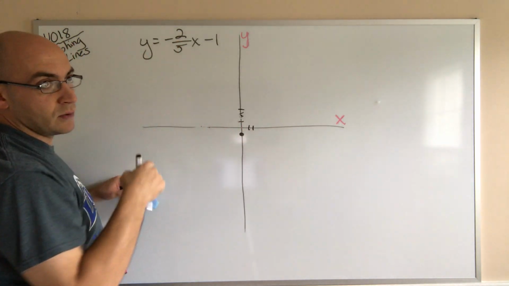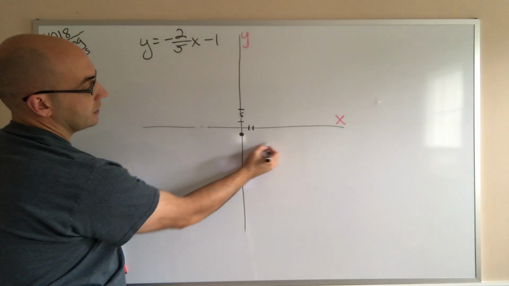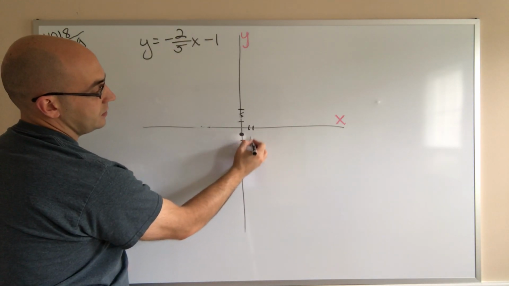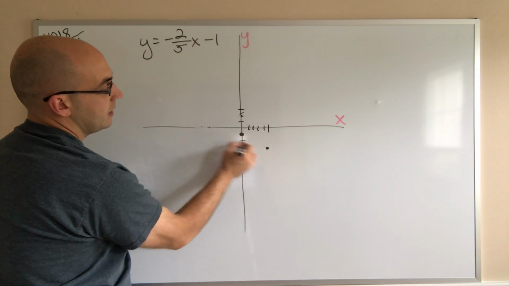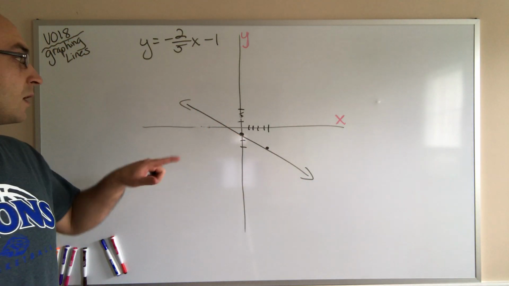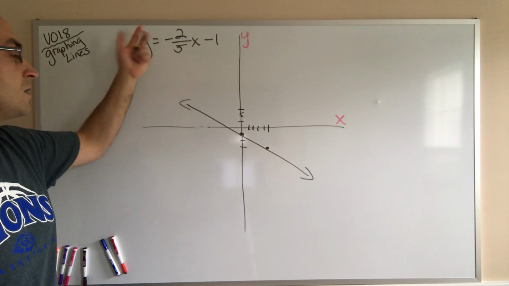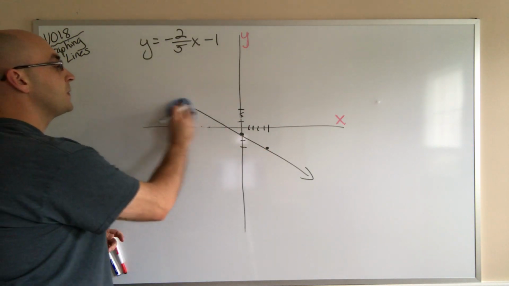Now this is a -2/5. The negative always belongs to the numerator, right? So we're going to go down 2, and then we're going to go right 5. So down 1, 2, 1, 2, 3, 4, 5, and it's going to be here. So this is going to be what that line looks like. And you better make sure that it's a negative slope, because it says it's a negative slope, okay? So just a couple of things to work on.